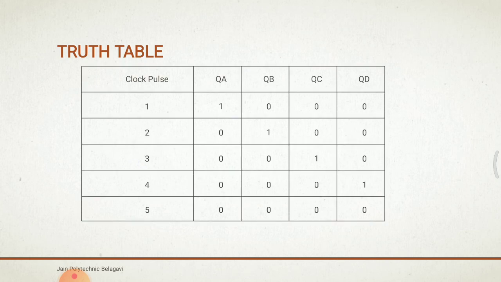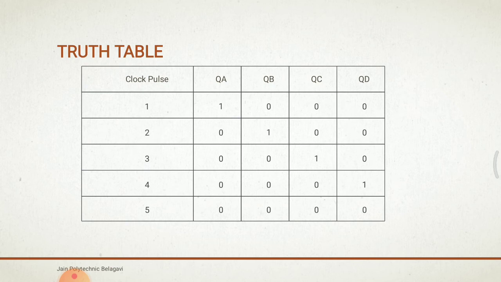Next clock pulse you are going to provide. On the second clock pulse, flip flop 2 will be 0, so QB will be high, QC will be 0, QD will be 0. On the third clock pulse, QC will be high, QD will be 0. On the fourth clock pulse, QD will be high. That is going to shift to the right side.